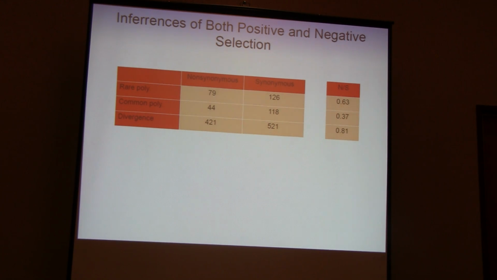Deleterious mutations can be detected by comparing rare variation to common variation, with the non-synonymous to synonymous ratio of rare variation being elevated above common variation due to the presence of deleterious variants at low frequencies in the population. And positive selection can be detected by comparing divergence to common polymorphism, which should not have very many deleterious variants.